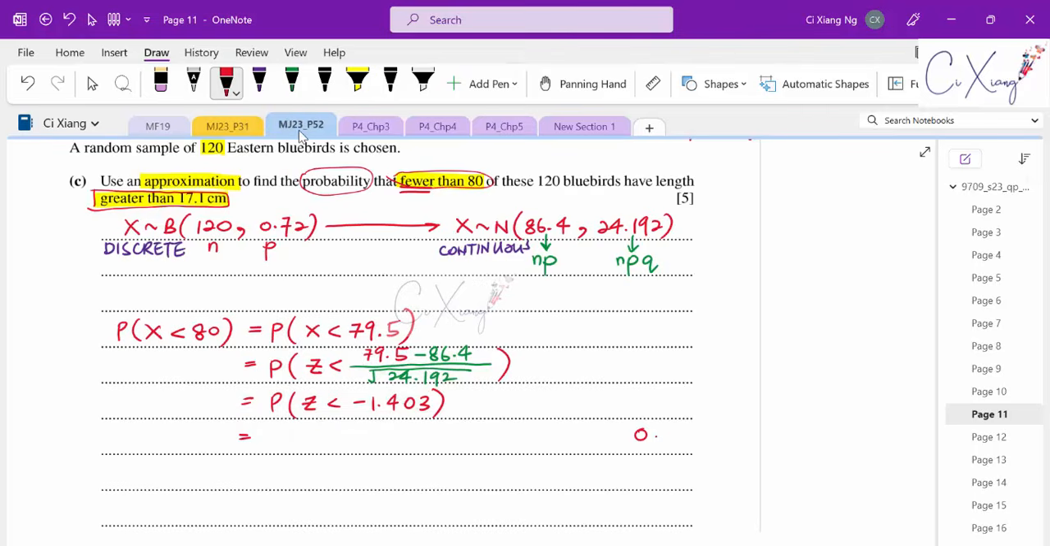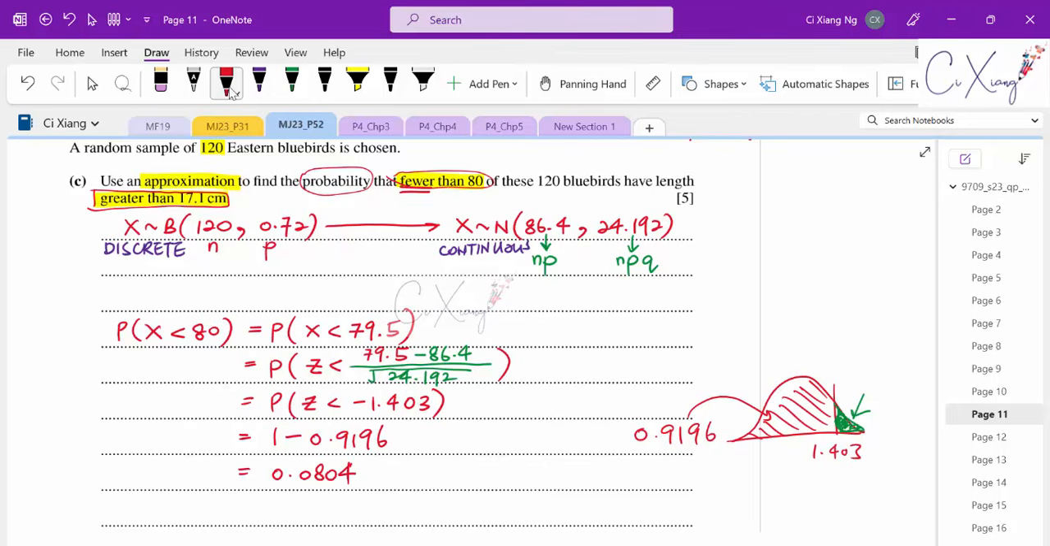So the 0.9196 basically refers to the area that's smaller than 1.403. But I want the area that's smaller than negative 1.403. That means this is the area that I want to find. Because when I reflect it from the left to the right, it is actually the same area. So to find this particular green area, I have to take 1 minus the 0.9196 that I get from the table. If you simplify it, you'll get 0.0804.